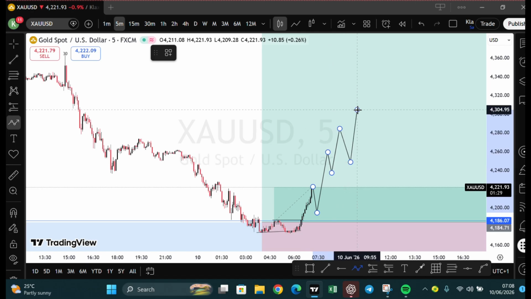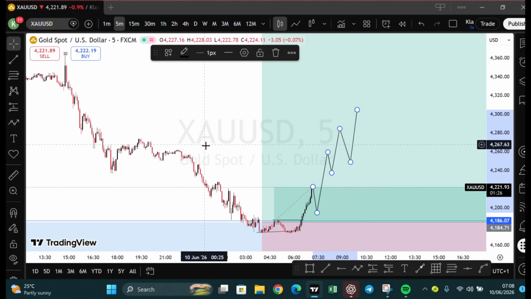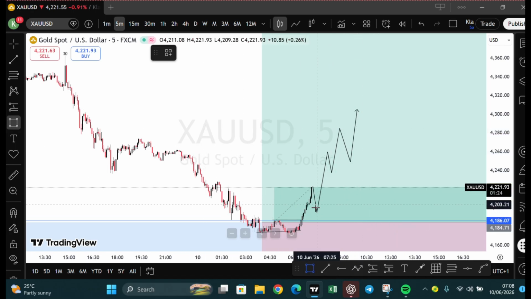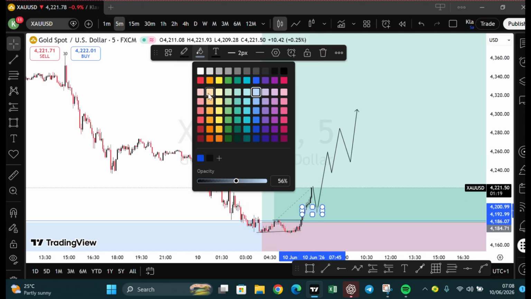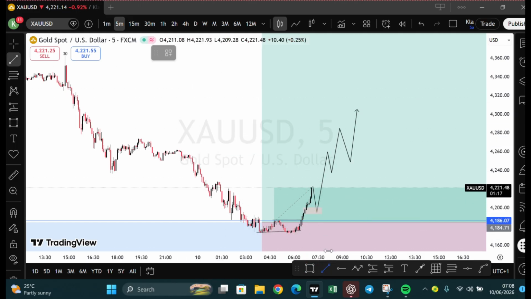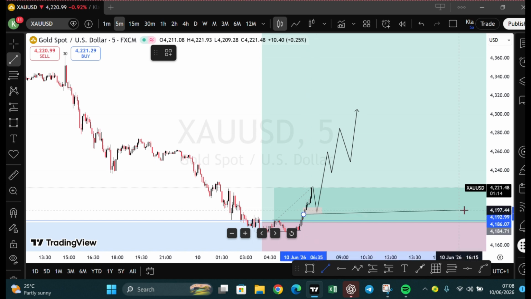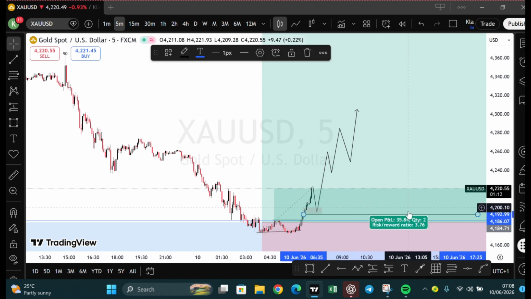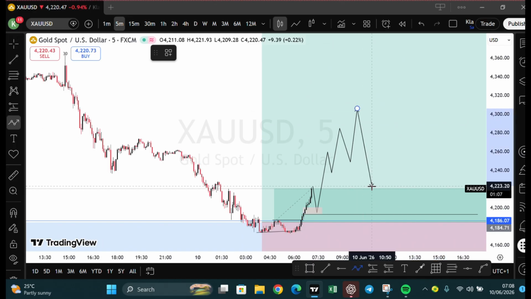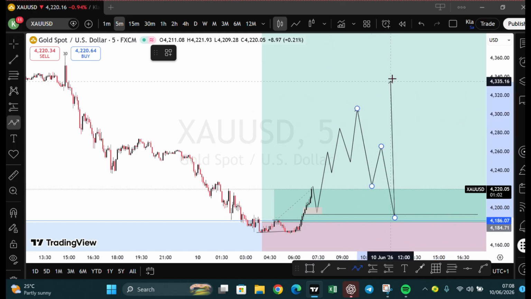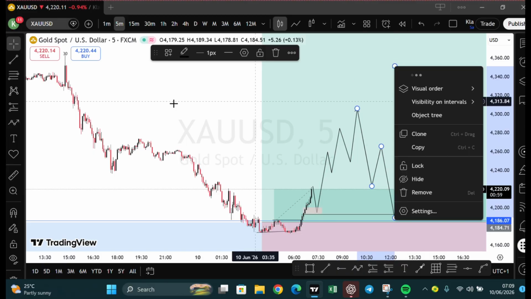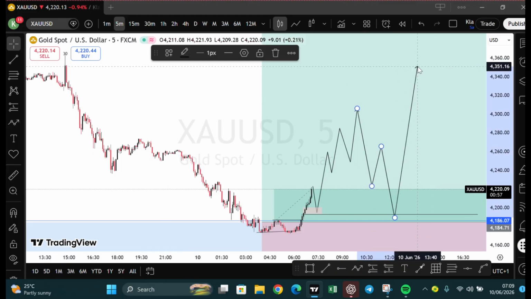So if you want to enter this trade, you have to wait for these early buyers to be taken out. That means there's going to be liquidity somewhere around here in the future. Then you are going to wait for that liquidity to be taken out. Then you can enter your buy trade. That means if the market now comes down like this and taps into this zone, you can now buy from here.